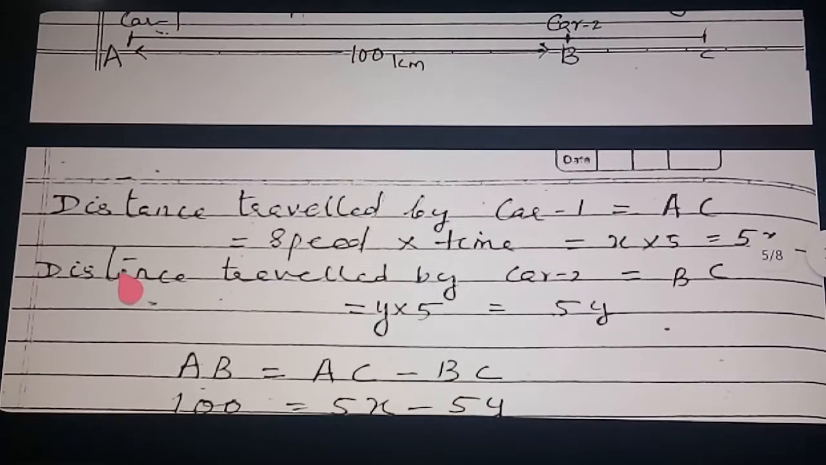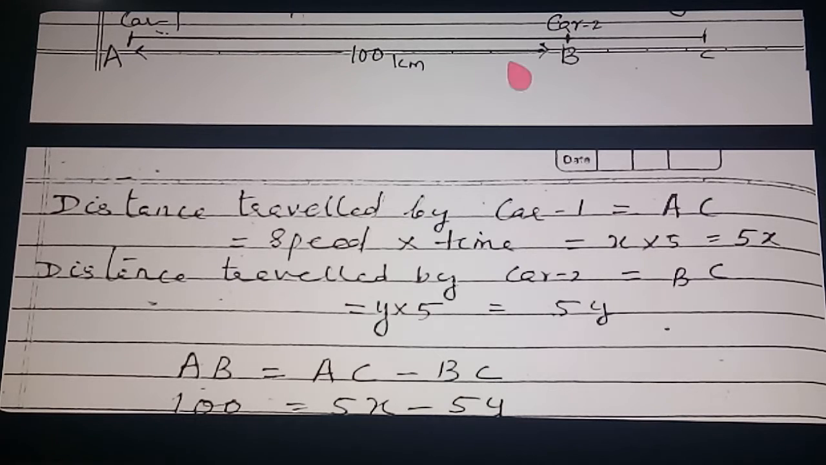Next page. See here. The distance travelled by car 1, what is coming? A to C. AC. What's the formula? Speed into time. What is the first car's speed? What have you taken? X. So x written and time 5, so 5x. Distance travelled by car 2, BC, from B to C. What's the speed? y and time 5 only. So 5y. Very clearly, you know the A to B distance.